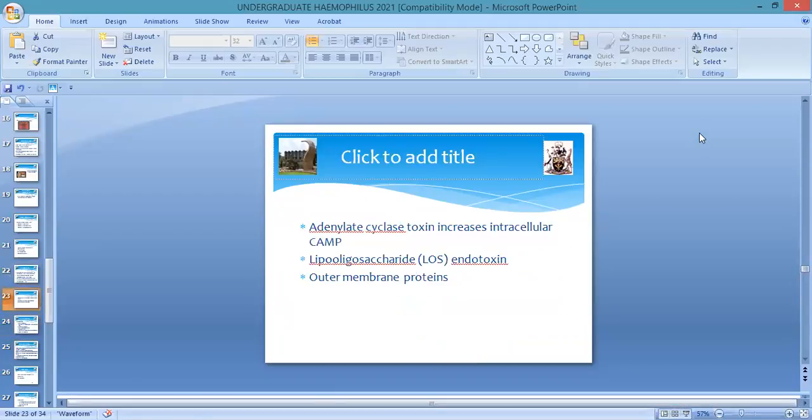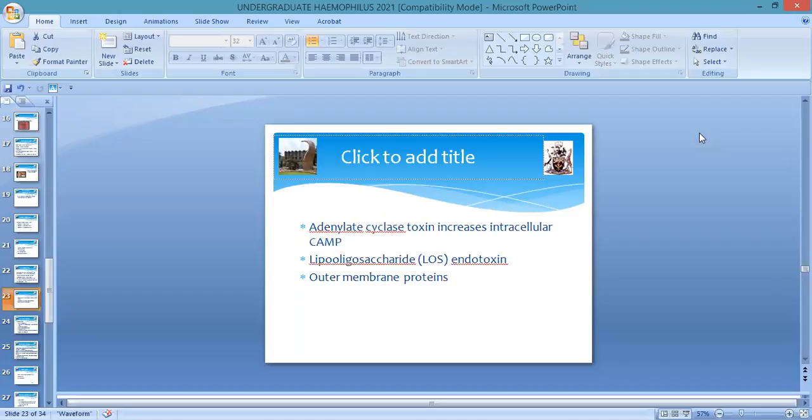So when you have that paralysis of the phagocytic functions, sometimes it might also modulate the cellular protein synthesis regulation. So that will basically just cause a lot of cellular damage. It also produces the lipo-oligosaccharide endotoxin, which we find within the cell wall of gram-negative organisms.